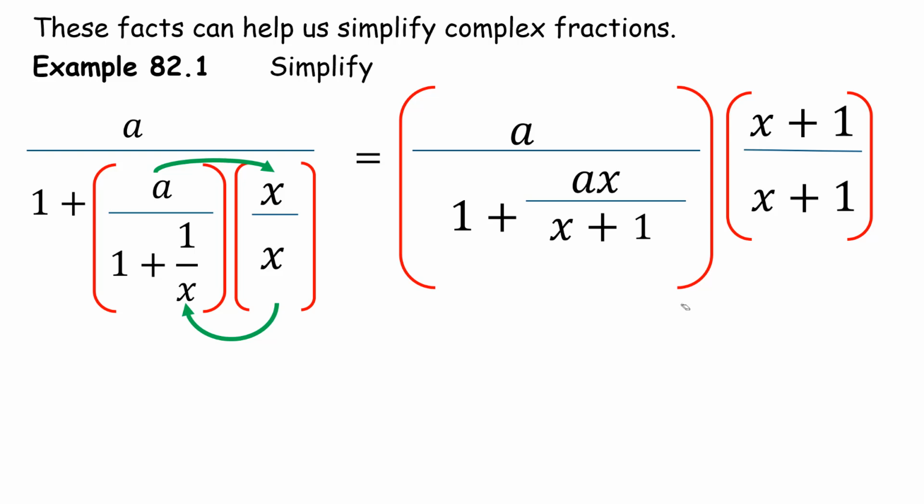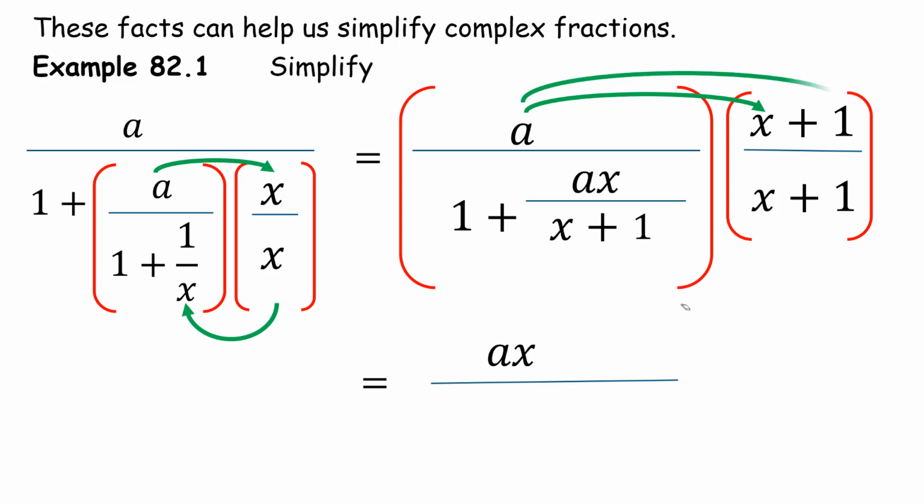So I'm going to do just that. If I multiply x plus 1 by the numerator, I'm going to multiply a times x, and that's going to be ax. I'm going to multiply a times 1, and that's going to be a. So my numerator now is going to be ax plus a.